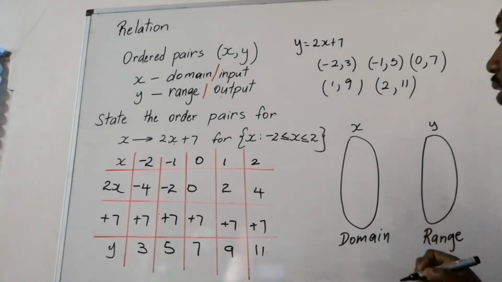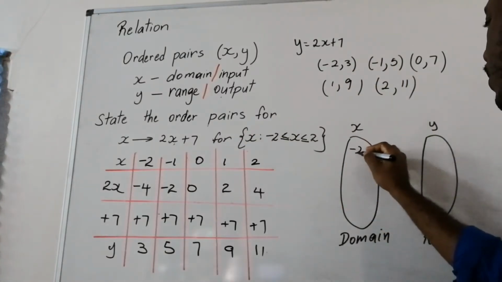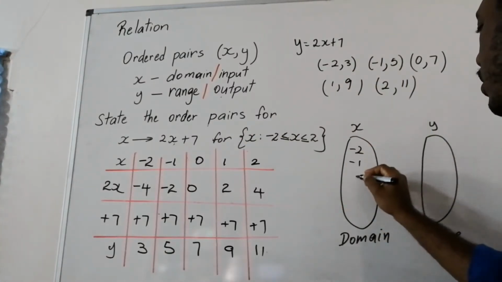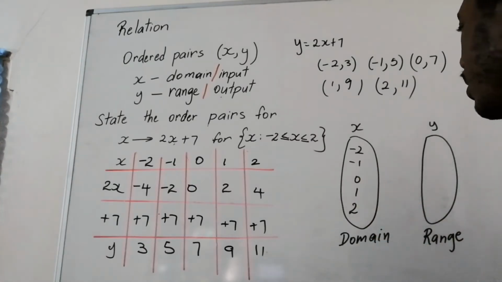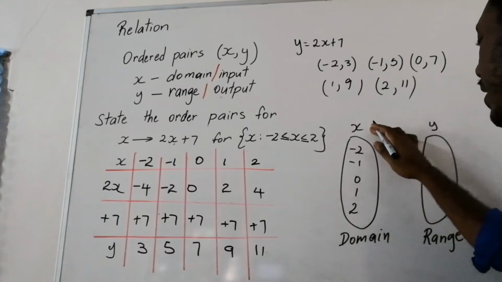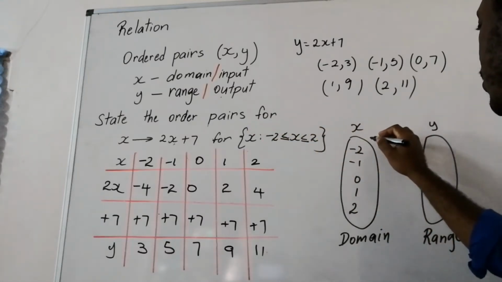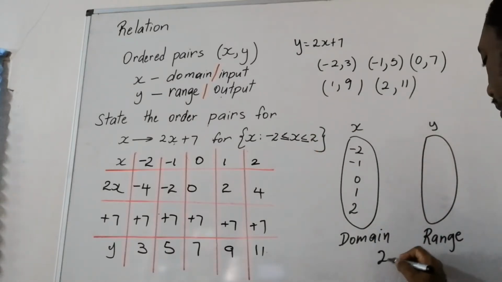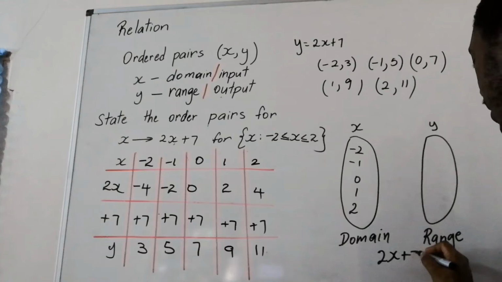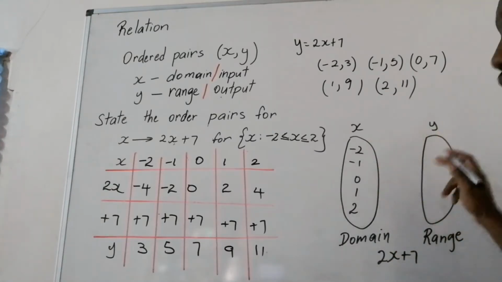So what we do, let's start by putting all our input values: -2, -1, 0, 1, and 2. Now, the rule that maps x to y, for these values to be mapped onto here, we have to follow the rule. We follow the rule 2x plus 7. So this rule maps the x values to the y values.